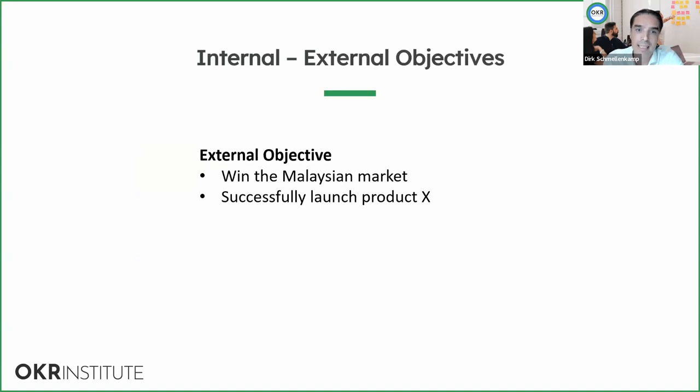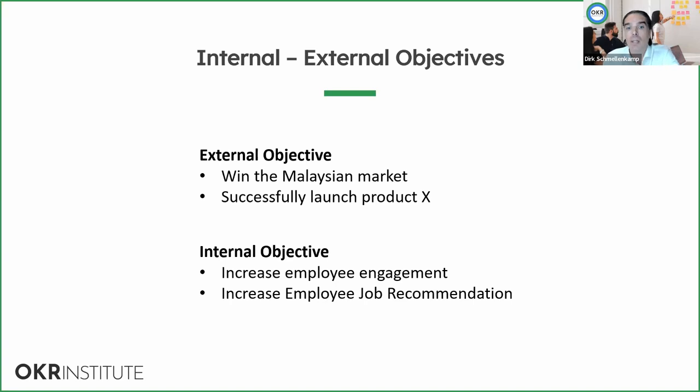So just a couple of examples. Internal, external, we just covered it. Successfully launch a product. That could be an external objective. Internal: increase employee engagement or increase employee job recommendation. Especially the last one, of course, if your employees recommend you as an employer, then you must be a great place to work at. But then you have to think about what kind of key results you need to add in order to make that achievable. So these are actually very ambitious goals, as you can see, and very aspirational. So it needs a lot of brainstorming.